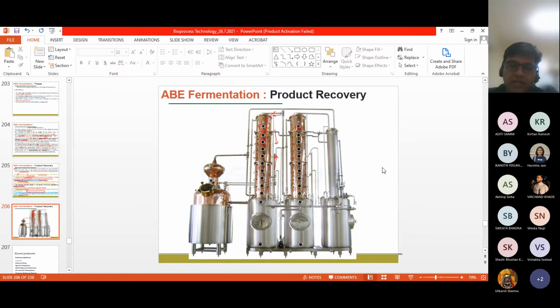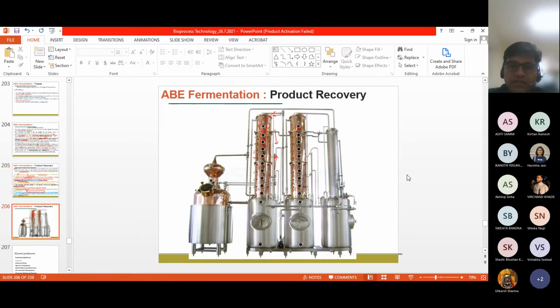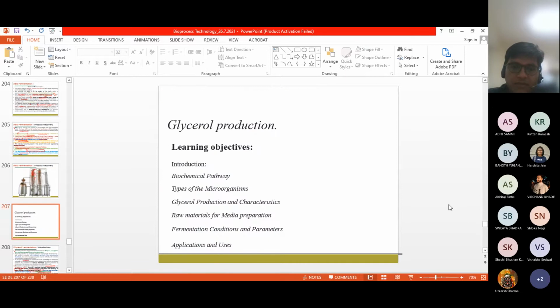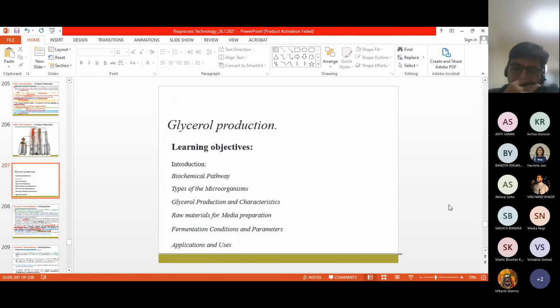So generally, beer stills are this type of long vertical column, these tower-type systems, reactors, mostly based on the mechanism of distillation columns, where we carry out the separation of these volatile components. Then we briefly started on a new biochemical, which was glycerol production.